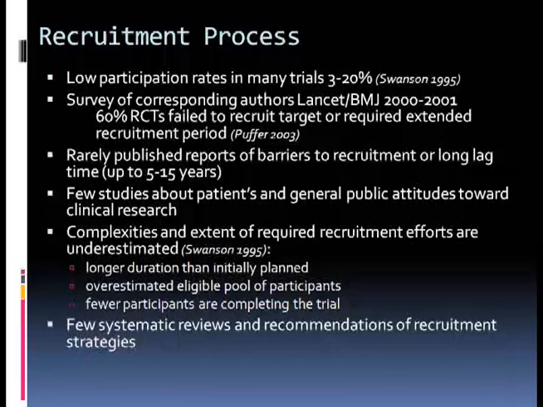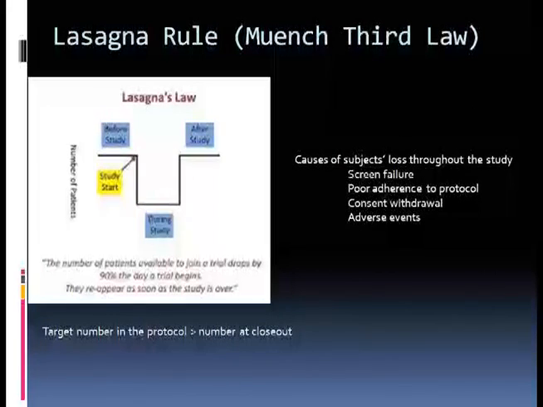Rarely are we publishing reports on the barriers to recruitment, which were the problems, or if we report them, it's 15 years later. Very little is known at a scientific level about general patient and general public attitudes towards research. And sometimes their attitudes are not very alluring and not very helpful in doing this clinical research. Of course, we have a lot of complexities, and the extent of required recruitment efforts might be underestimated. Longer duration, overestimated pool of participants, and fewer participants completing the trial because of multiple other reasons.